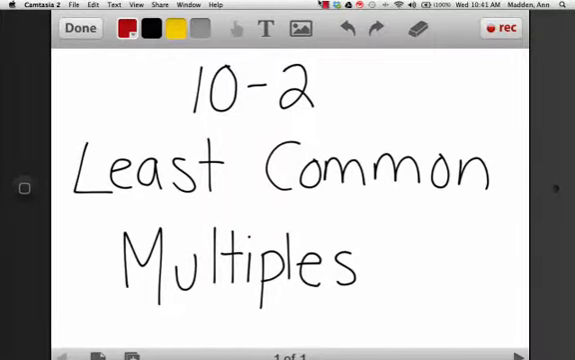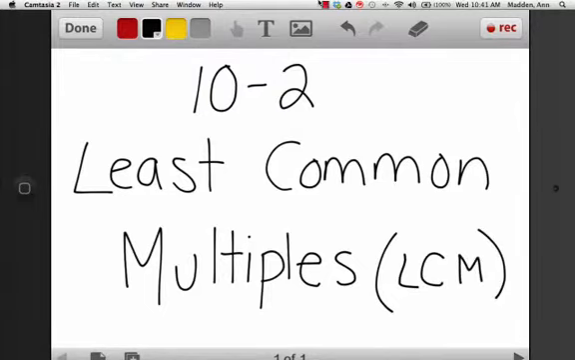All right, let's start lesson 10-2. Tonight we're going to be talking about least common multiples. Least common multiples does have an abbreviation. If you ever see LCM, you are finding the least common multiple.